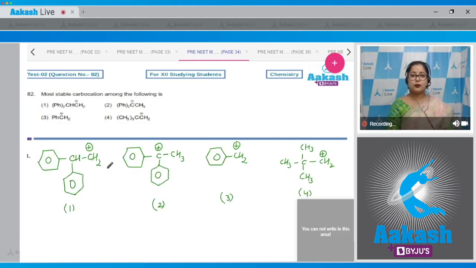Students, first of all, carbocation 1, 3 and 4 are primary carbocations. On the other hand, the carbocation 2 is a tertiary carbocation. So definitely this is most stable. The stability is because of the resonance of 2 phenyl rings and the hyperconjugation of this methyl group, which has 3 alpha hydrogen. That means the correct answer is option number 2. Here I'm writing answer is option number 2.